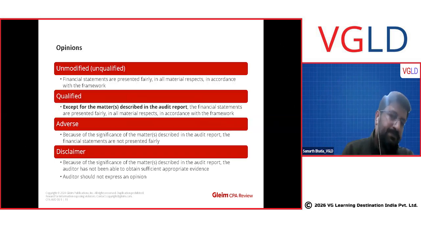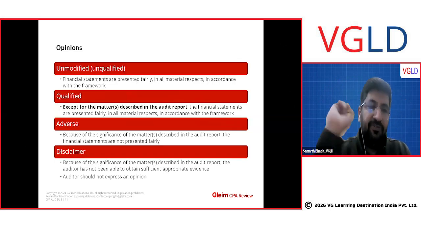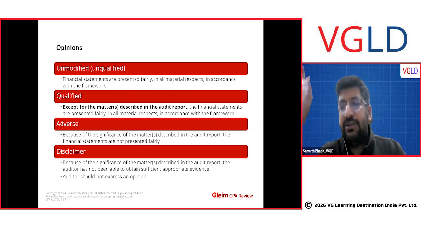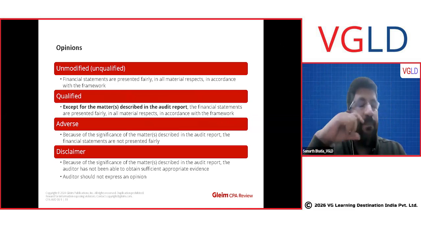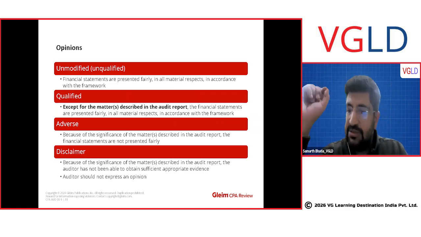Now, there are 4 different types of opinion an auditor can give: unmodified, which we can also call unqualified, then qualified, adverse, or disclaimer.